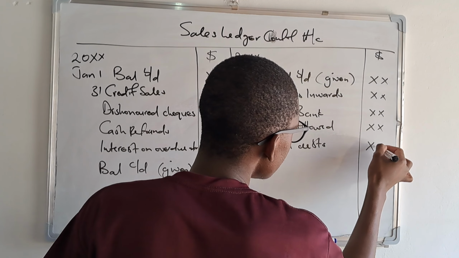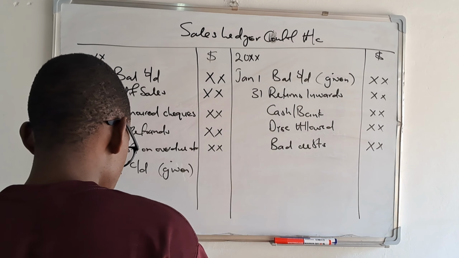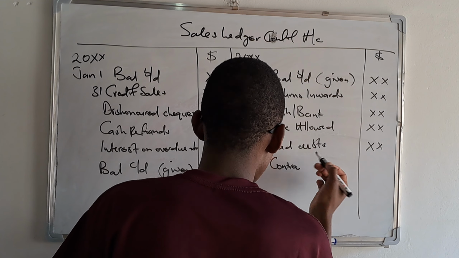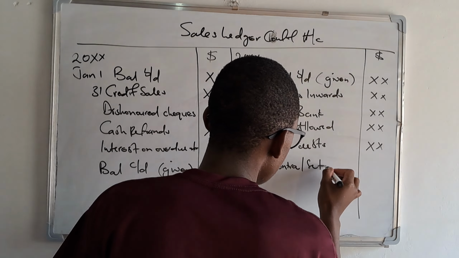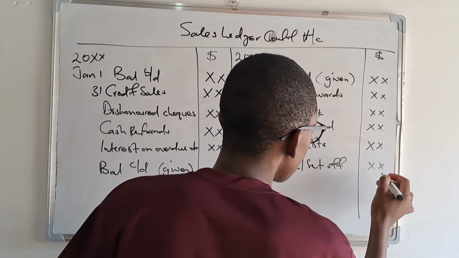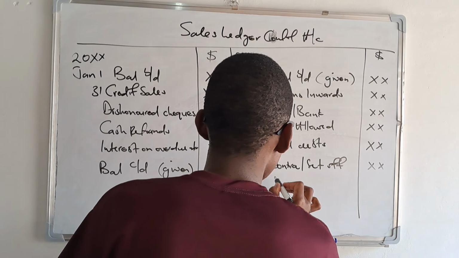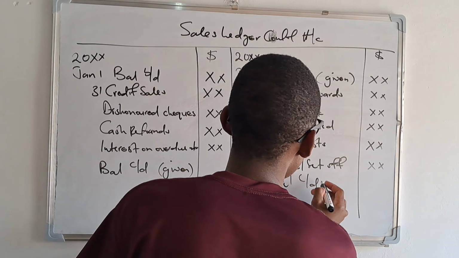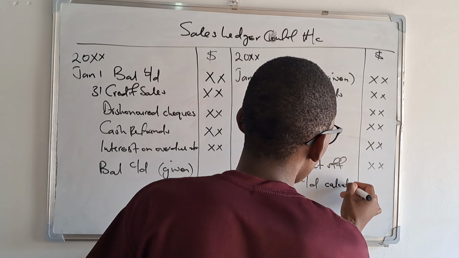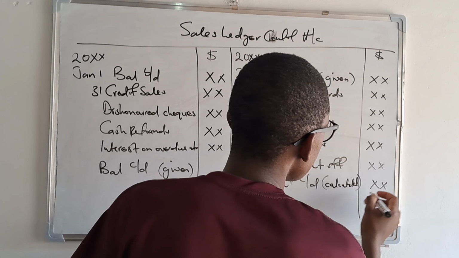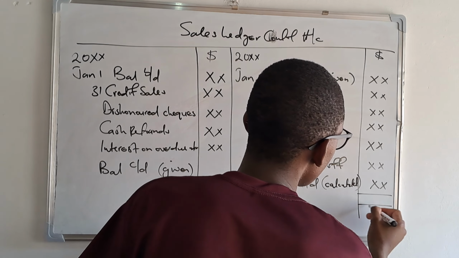You need to know this format, because mostly you are not given this format. There is a contra or set off. You record contra or set off also. Then you actually close your balance with this balance CD. It is calculated. The examiner will require you to calculate this balance CD. Then you close off your balances.